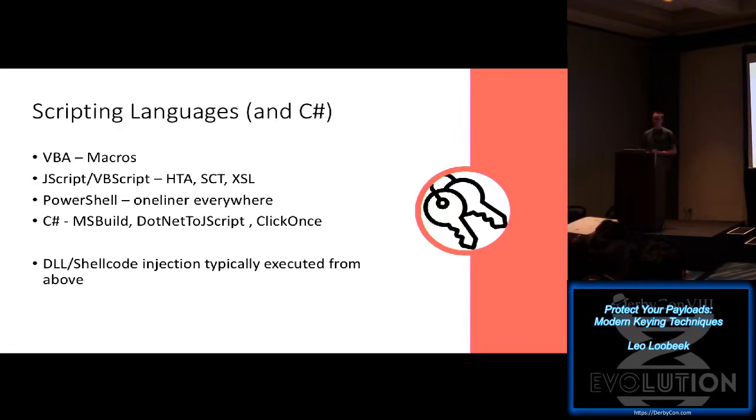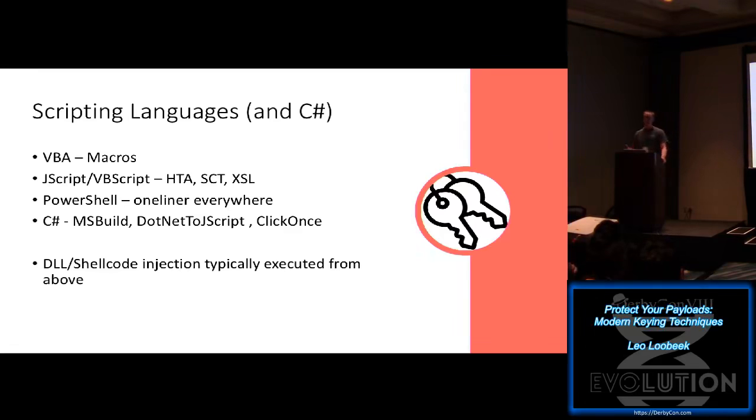PowerShell is always popular, and obviously the technique there is just to stick that PowerShell one-liner everywhere and anywhere and hope it executes somewhere. Now we're getting into JavaScript and VBScript, HTAs, SCT files, extended style sheets. Those still allow single one-liner commands that pull the code down and execute. Then there's C#, which seems to be the rage now, so MSBuild, .NET to JavaScript to get the power of C# within a JavaScript payload.